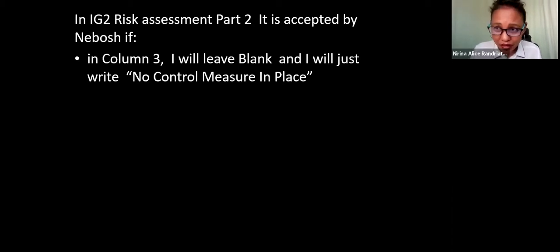Yeah, you can do that. In fact, do not leave anything blank. If there is no existing control, just say no controls in place. This is okay. But careful, you cannot just do the same thing for all your 10 hazards.